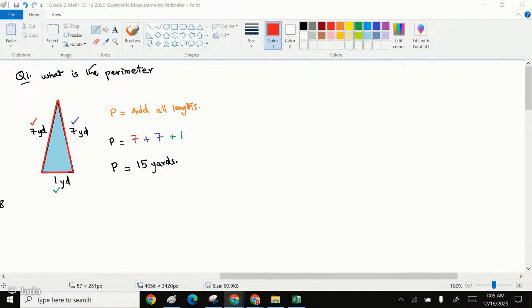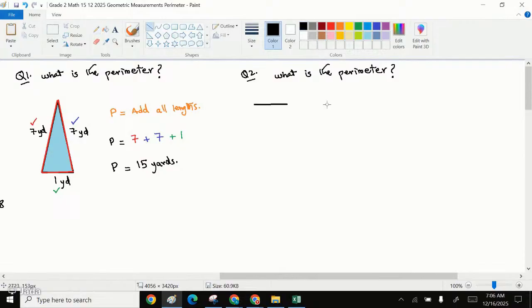Okay, so now we have a shape that looks very different. Let's draw the shape. Question number 2 says exactly the same thing: what is the perimeter? We need to put up a question mark because it's a question. Okay, what is the perimeter? Let's see question number 2. Let's draw the shape first.